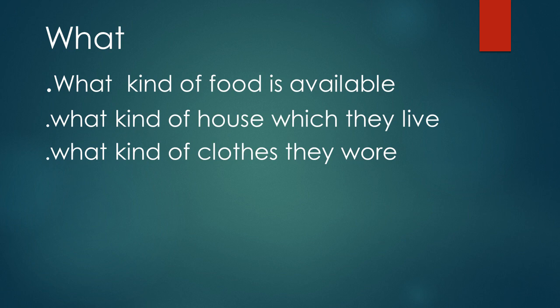Now the first concept we will understand is what. When we say what, what kind of food was available in the ancient period, what kind of clothes they wore and what kind of houses they lived in. All these questions come under what. We can also find out which kind of games children played, which kind of stories they learned and which kind of songs they sang.